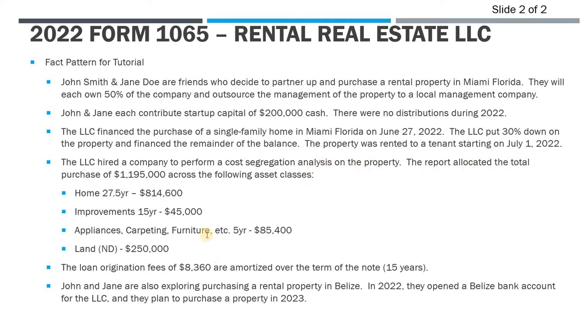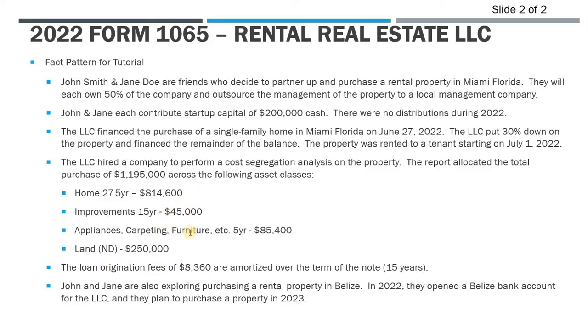And so what they've also done here is they had a cost segregation study done to reallocate the purchase price, right? So the all-in purchase price, $1.195 million. Following the cost segregation study, they've broken it out into these various components, right? So we have the home itself, the improvements, which are 15-year property, 5-year property, and then the land, right? Remember, land is not deductible.